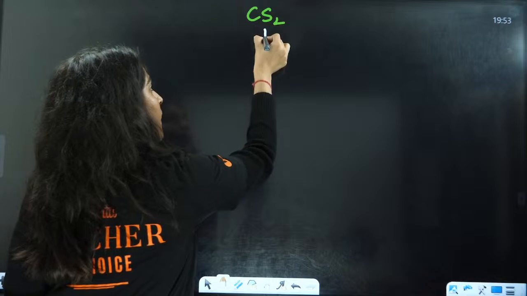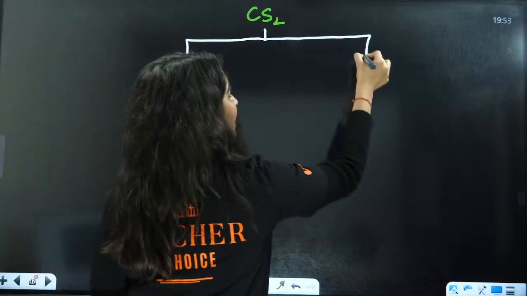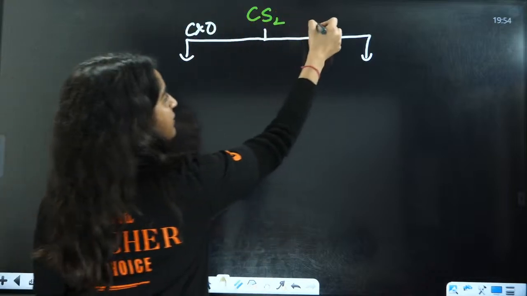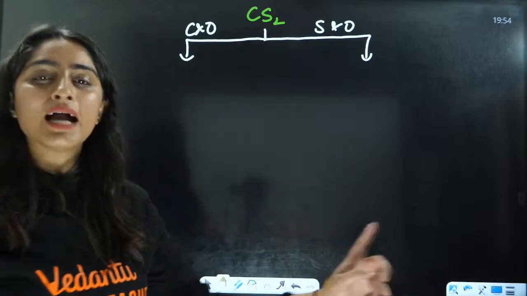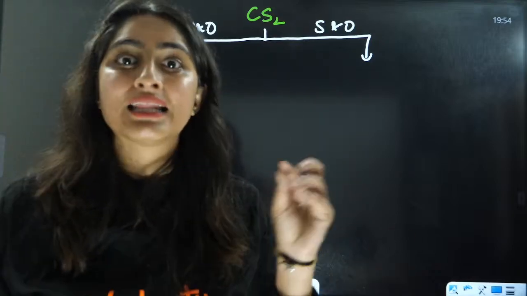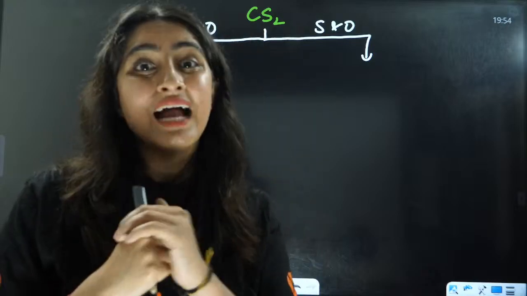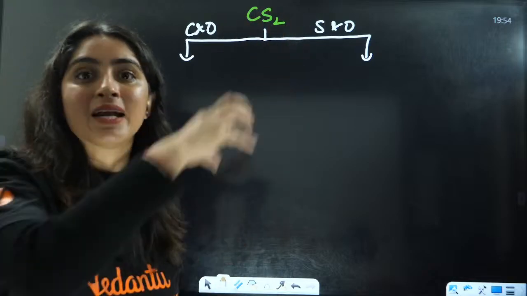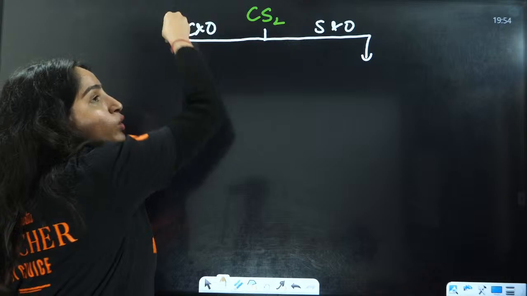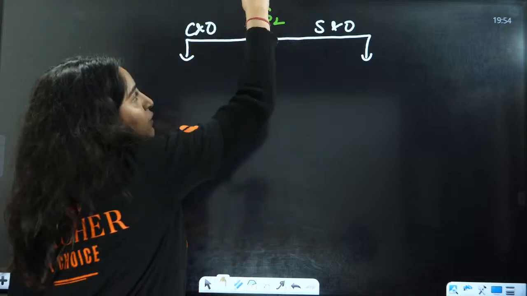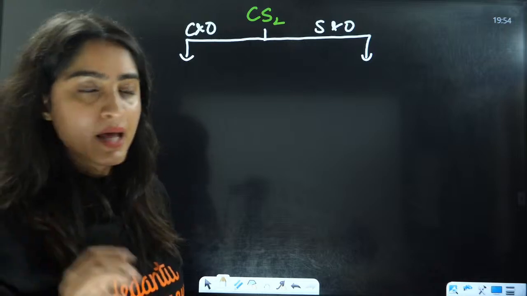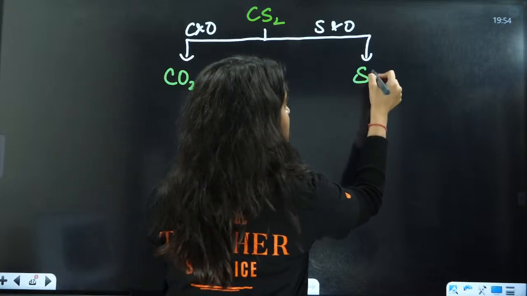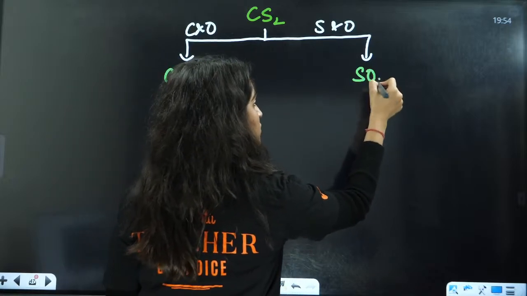Now I have a third atom. The carbon and oxygen are combining, and the sulfur and oxygen are combining. Two atoms combine together to form one compound, carbon disulfide, made up of carbon and sulfur. The carbon reacts with the third atom to form carbon dioxide, and the sulfur reacts with the third atom to form sulfur dioxide. These are the two compounds that it forms.